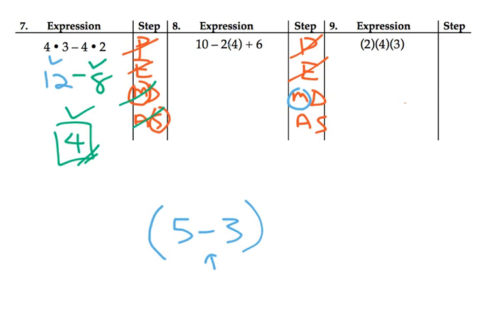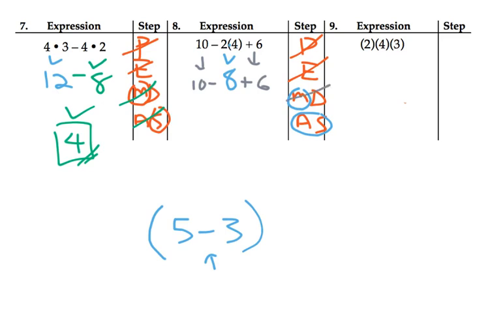We have a 2 times 4. So multiplication is going to come before addition and subtraction. So we're going to start by doing 2 times 4 is 8. Then we're going to bring everything down. And we're done with that step.